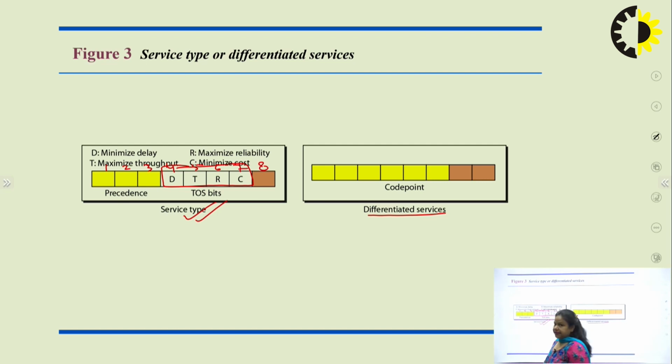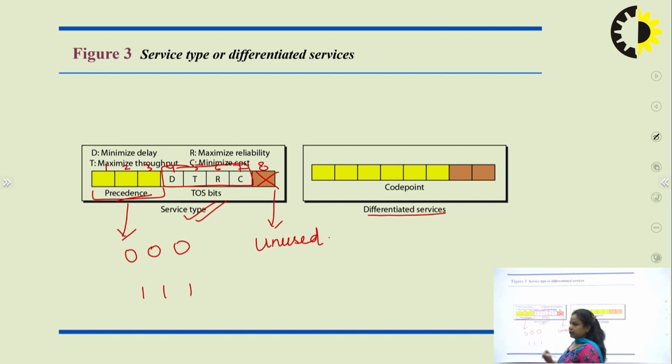These are the 8 bits, out of which the last bit is unused. Fine. This is an unused bit. We are not using this bit at all. Then the first 3 bits are used for precedence, which shows the priority of the packets, right? So with 3 bits for priority, the priority starts from 000 till 111, right?